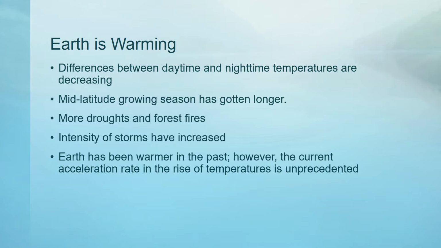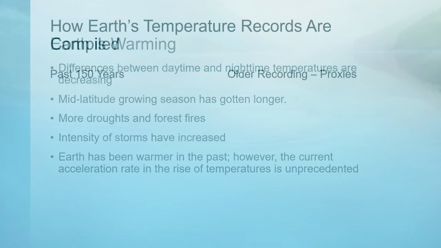And the Earth has been warmer in the past. It was much warmer in the dinosaur era, Jurassic world, if you will. However, the current acceleration rate in the rise of temperatures is unprecedented. It's on steroids, which we don't know how things adjust to. It's not a slow, gradual increase. It's dramatic.